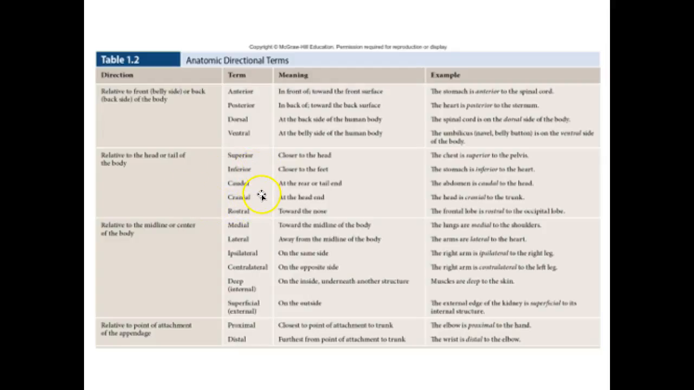So cranial towards the head, caudal towards the tail or towards the rear. Again, this works even better for four-legged creatures, but we do use this especially in neuroscience: cranial, caudal, and rostral, towards the nose. So imagine a rat. We do a lot of our neuroscience research on rats. The nose is going to be the frontmost feature on a rat, so we talk about how this is part of the rostral brain, and it's going to be the part that's closest to the nose.